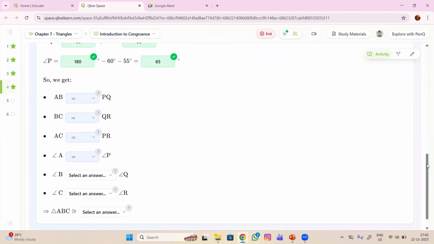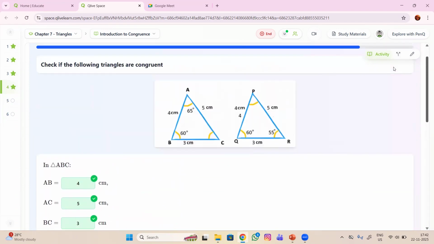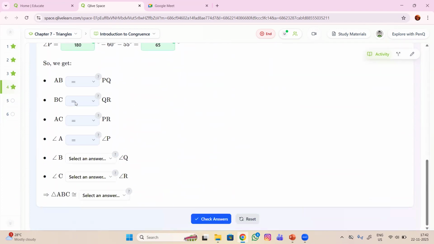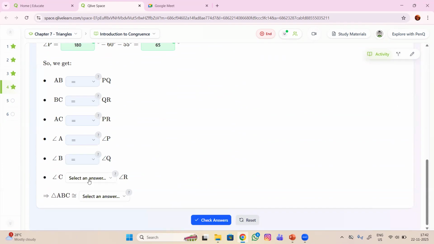Angle B and angle Q. Very good. Then angle C and angle R, obviously angle C and angle R are equal. Then we can say that triangle ABC is congruent to triangle PQR.